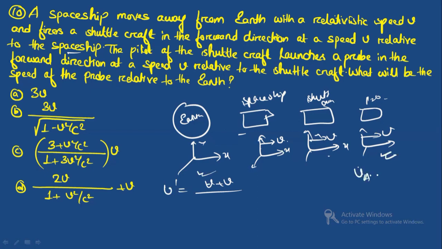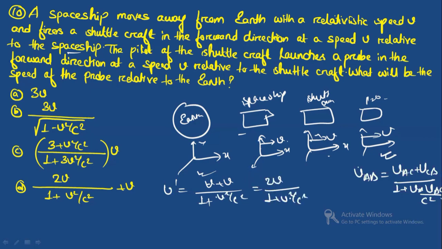If you take VAB, we have seen VAC plus, if you study relativity, then you will get this formula, VA VB by C square. This is BC. That way. So here directly from Newtonian mechanics you will get V plus V. But in relativity you will get V, and here you will have the other term, V square by C square. So ultimately you will get 2V by 1 plus V square by C square.